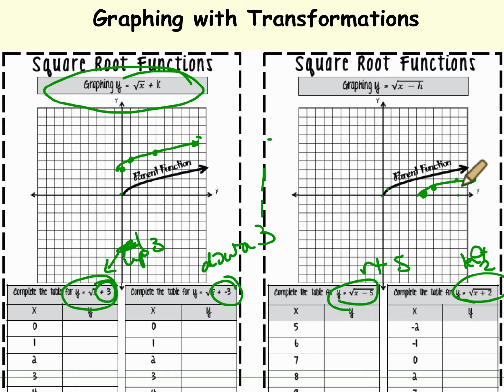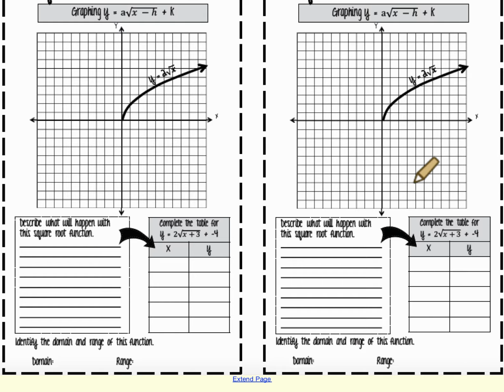Okay, and if I went ahead and did this one, everything would be to the left too. So 0, 0 would be negative 2, 0; 1, 1 would be negative 1, 1; 4, 2 would be at 2, 2. And no stretches, no compressions. Okay, so let's look at putting it all together.